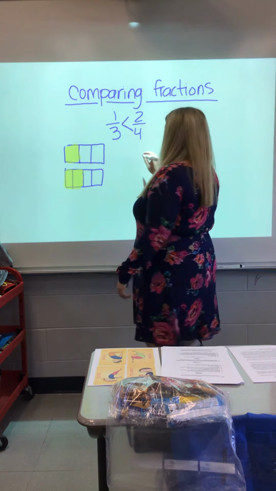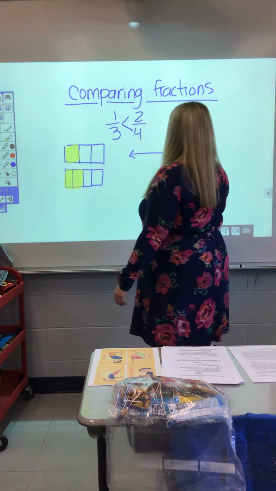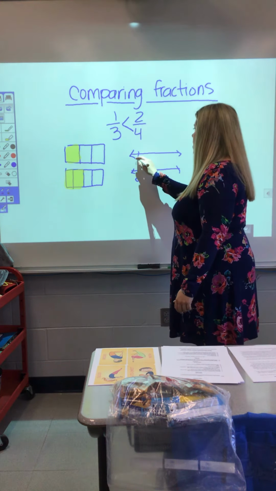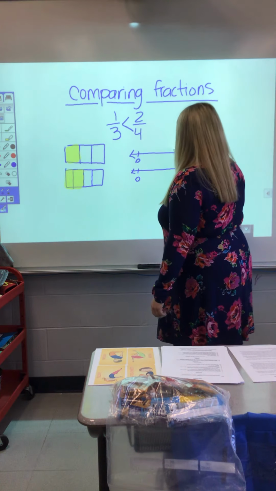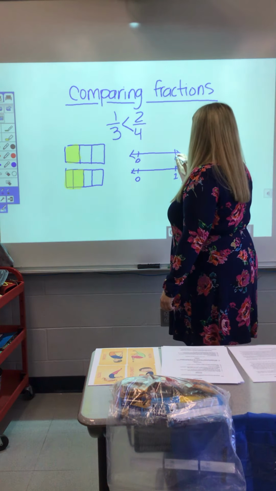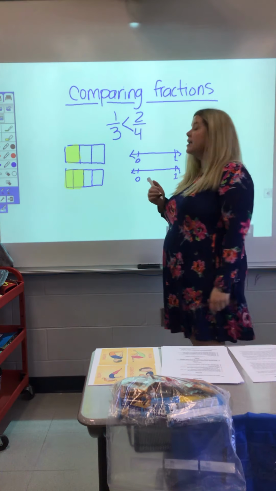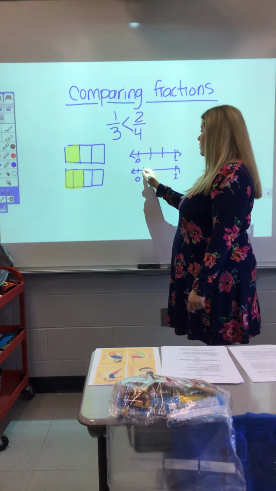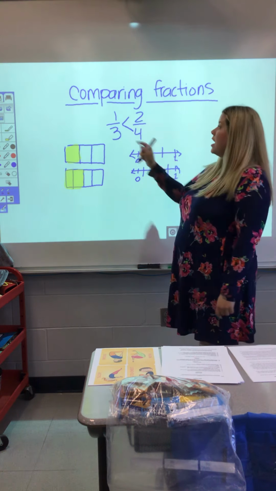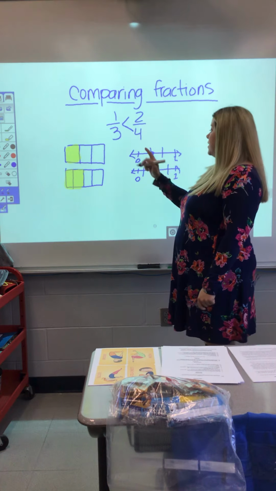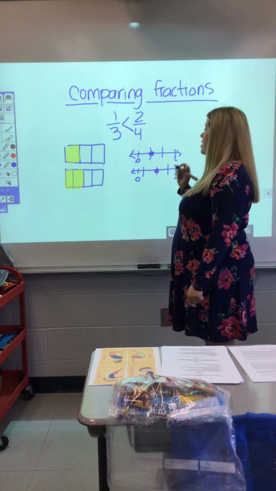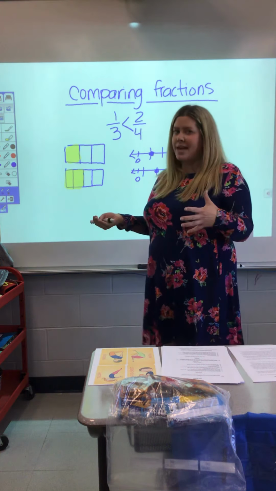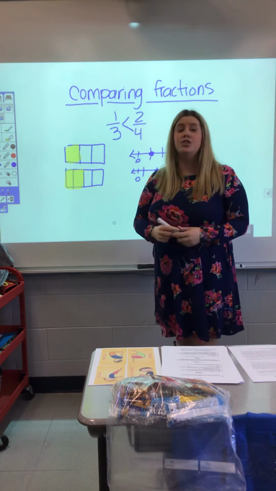I could draw a number line. Okay? So here's my number line. It always starts at 0 and ends at 1. Okay? So my first number line, I'm going to divide it into thirds. Okay? I'm going to divide this one into fourths. All right, 1/3 would go right here. 2/4 would go right here. Which one's further along? 2/4. So it just checks out my answer that 1/3 is less than 2/4.